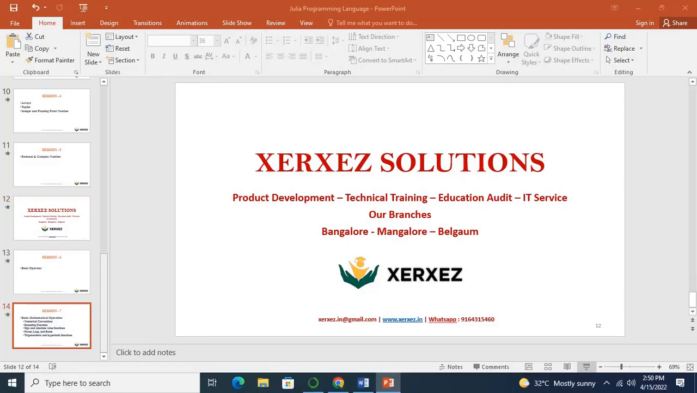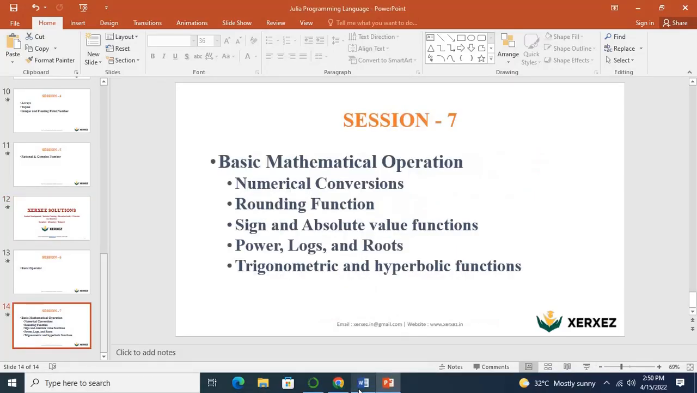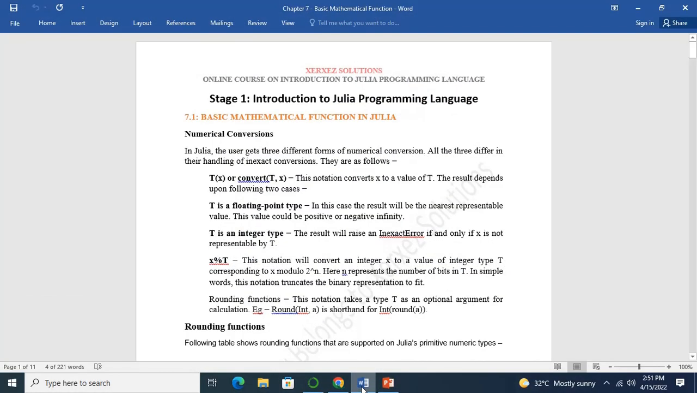The complete document is available. Before starting the video, I recommend everyone to go through the documents. Read the contents, then you can start practicing the mathematical functions using the Julia programming language. Let's first talk about what exactly numerical conversion is.